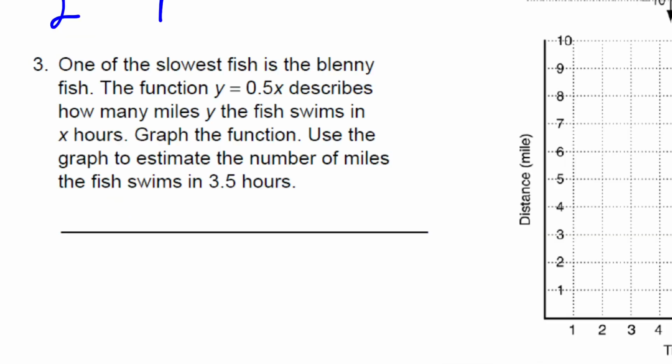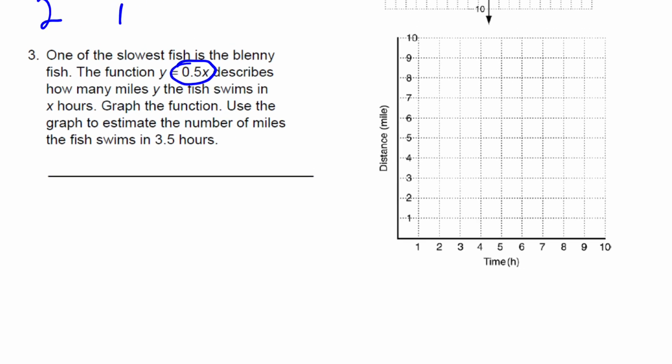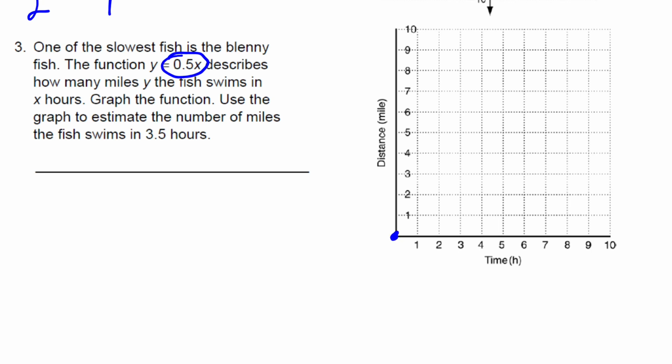So if I see 0.5x and I start plugging in some different numbers, 0 will go here, 2 will go here, 4, 6, 8, and 10, and this is my line.